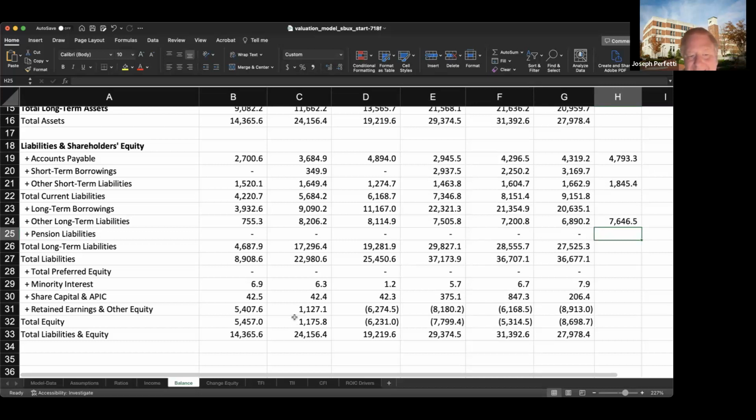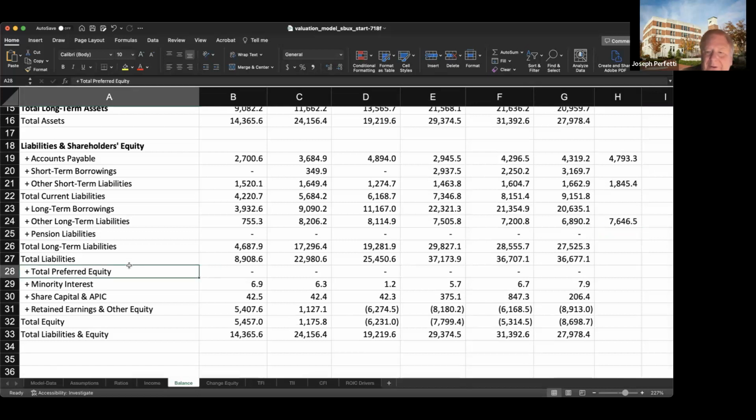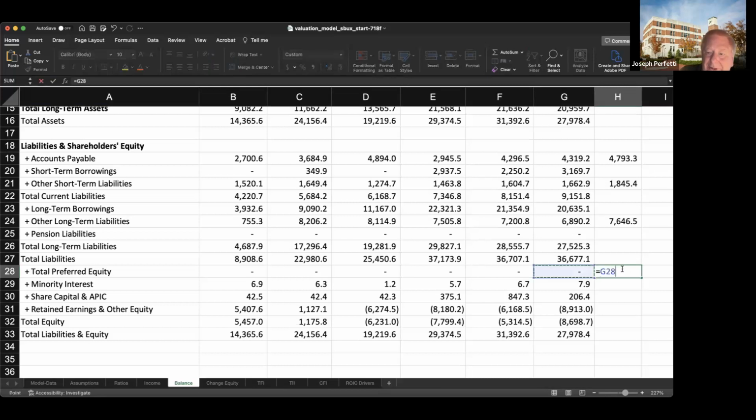We're going to finish forecasting liabilities and equity first. So let's start with equity. We have to forecast total preferred equity for the firm. Because we're leaving the capital structure alone, whatever preferred shares they have outstanding, they keep. So for 2023, H28 equals G28. For minority interest, whatever minority stakes they have in other companies that they've consolidated, that they have to pay out to those minority shareholders, we're going to leave that alone. We're not going to change our minority shareholders. Equals the previous year.